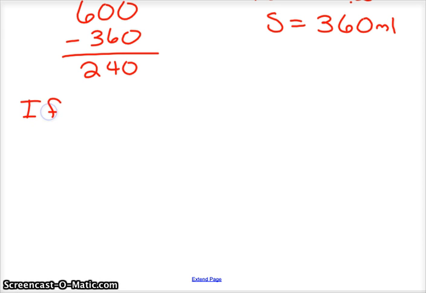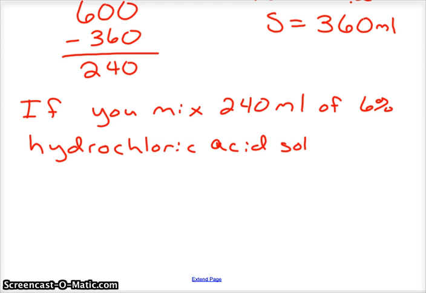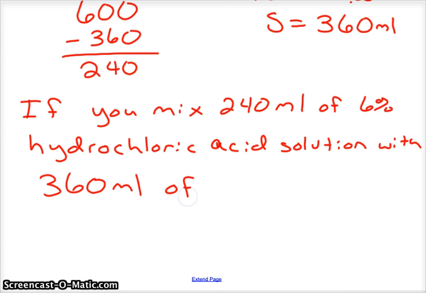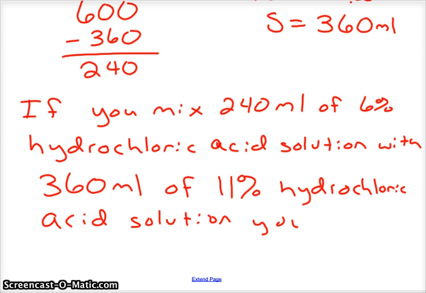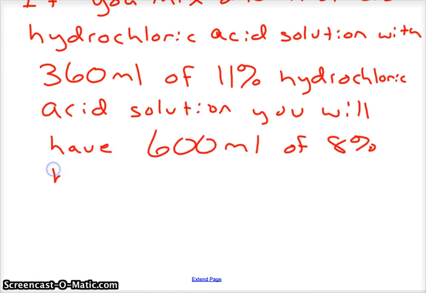So if you mix 240 milliliters of 11% hydrochloric acid solution with 360 milliliters of 6% hydrochloric acid solution, you will obtain 600 milliliters of 8% hydrochloric acid solution.